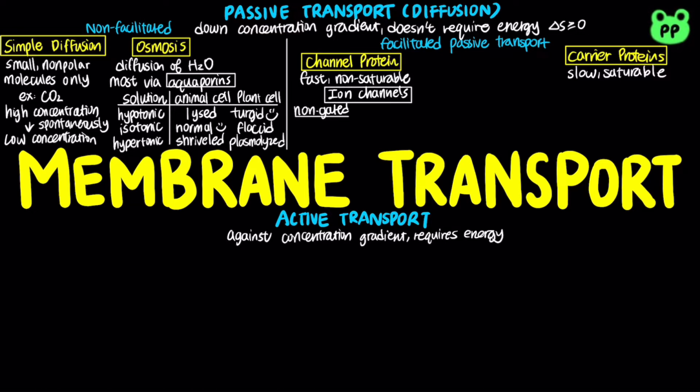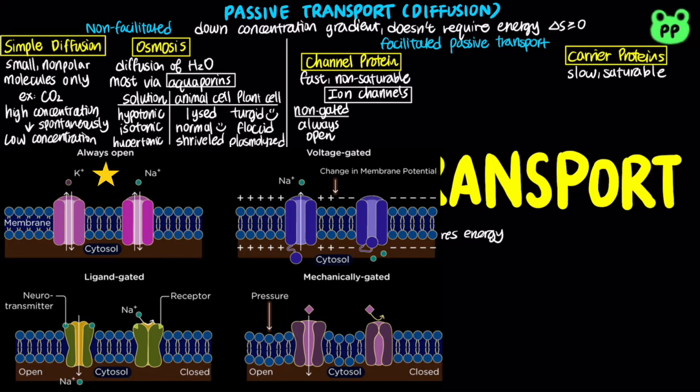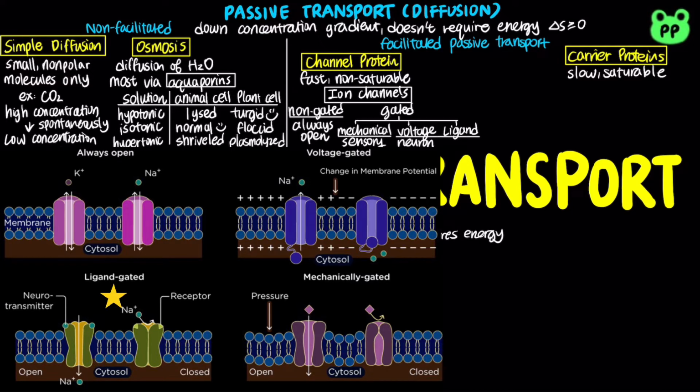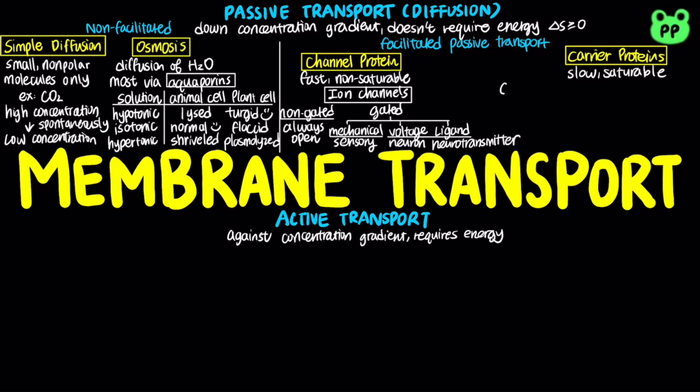Ion channels may be either non-gated or gated. There are three types of gated ion channels: mechanically gated ion channels, which play a role in the sensory system; voltage-gated ion channels, which play a role in action potential; and ligand-gated ion channels, which play a role in signal transduction pathways in response to neurotransmitters. Ions travel down their electrochemical gradients.